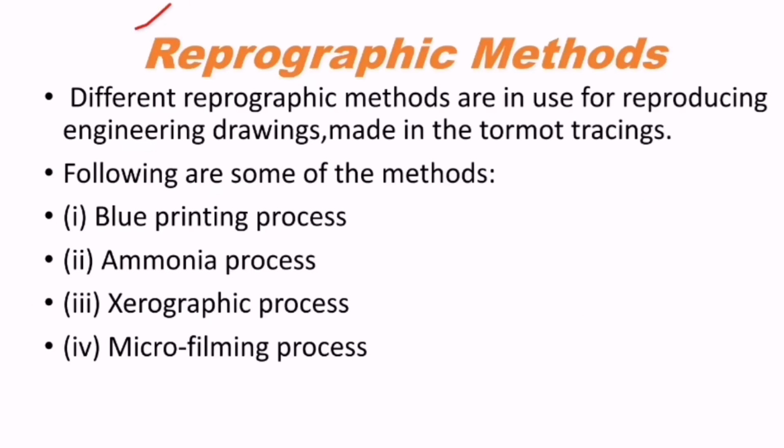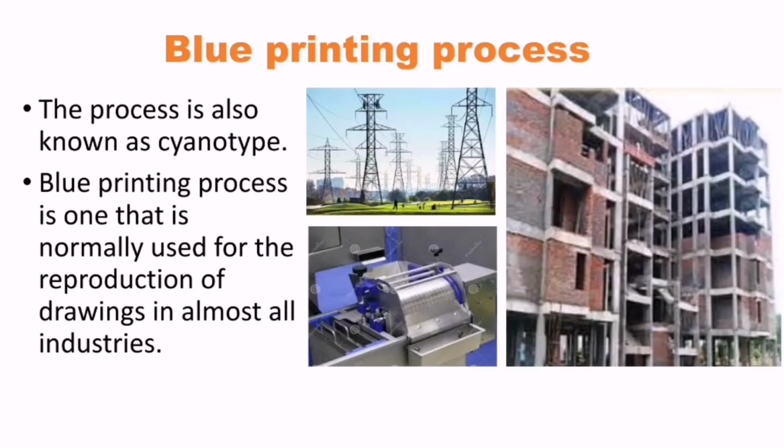So what are the reprographic methods? Different reprographic methods are in use for reproducing engineering drawings made as tracings. Following are the four important methods. One is the blueprinting process, the ammonia process, the xerographic process, and microfilming. These four are very important. Let's see them one by one.